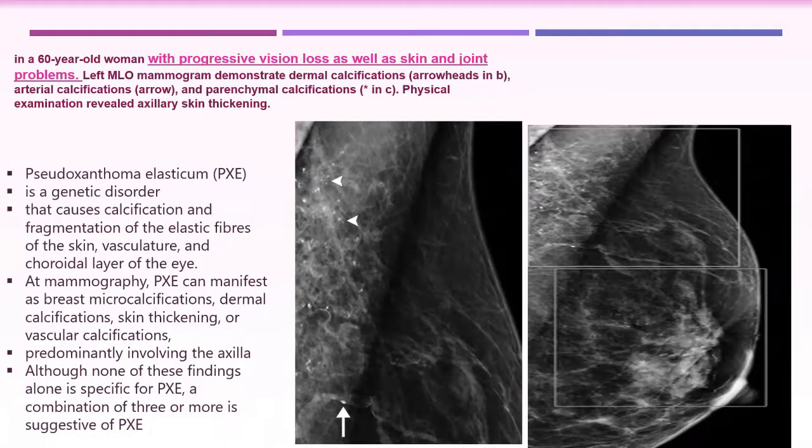This combination is seen with a condition called pseudoxanthoma elasticum. It is a genetic disorder. You cannot suggest it unless you have these combinations. She has choroidal layer changes of the eye along with skin changes and these multiple calcifications. You got it? Without this combination, it will not come to your mind to put it in the differential diagnosis.